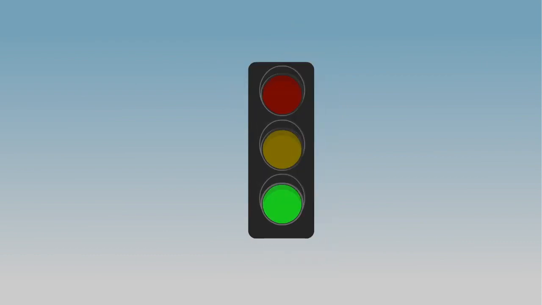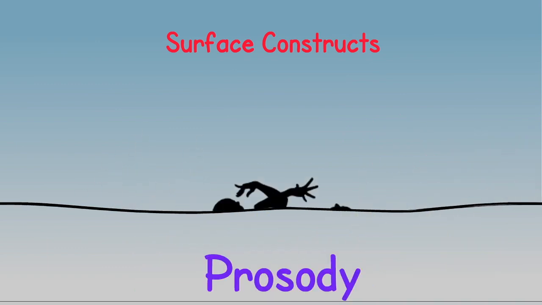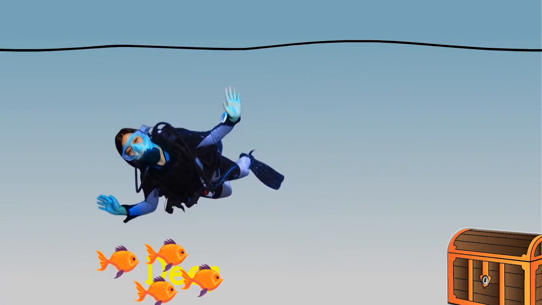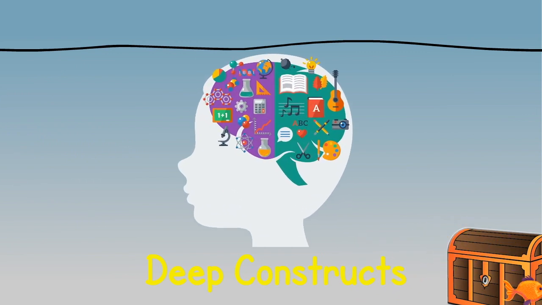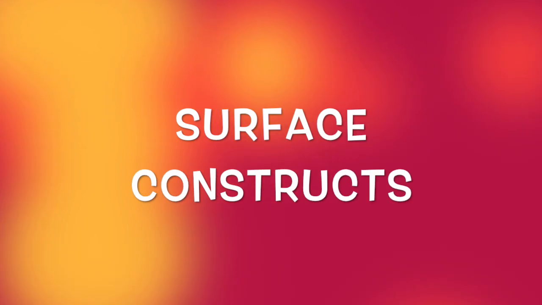Let's get started with the first subtopic for this chapter. We know that surface constructs of fluency are focused on accuracy, automaticity, and prosody. These are important for CLD students to learn, but we will also be learning about deep constructs of fluency, since they're just as important for fluency instruction in the classroom. Let's begin with the surface constructs.